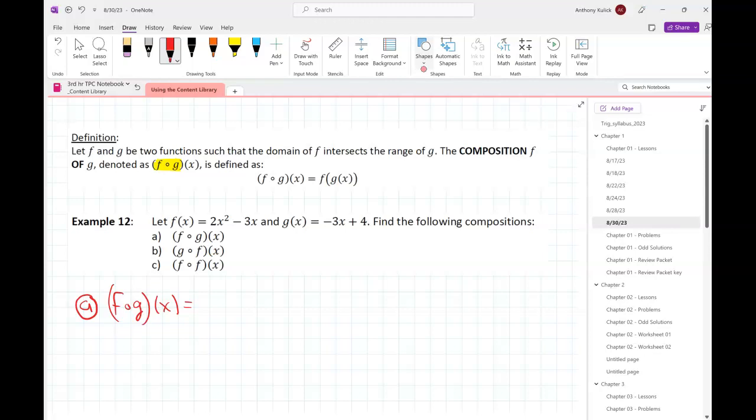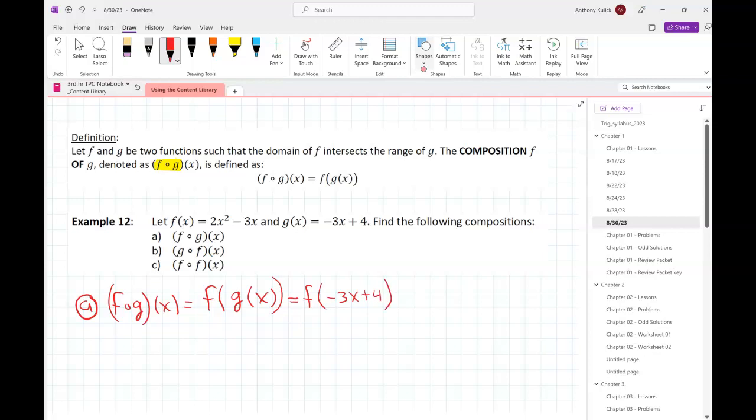Okay. So, using our definition of composition above, I will rewrite this as f of g of x. So far, so good. From the problem, we're told that g of x is negative 3x plus 4.